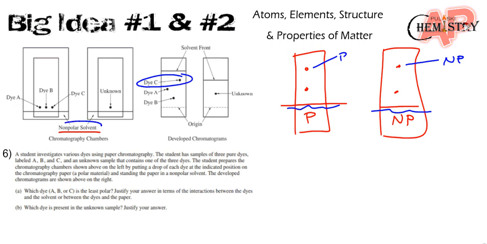Because the solution is non-polar, the dye that's the least polar will stay in there the longest because it's the most attracted to the solvent. 1 point is earned for the correct choice. 1 point is earned for the correct description. I just said it. The dye that stays in the longest or goes the furthest is the most attracted to the solution. Solution's non-polar. That dye would be the least polar.